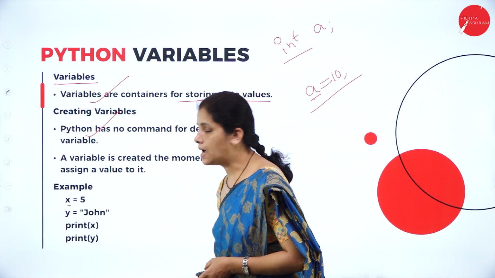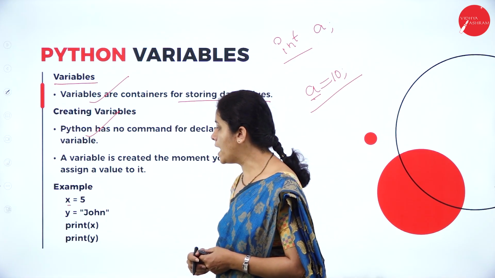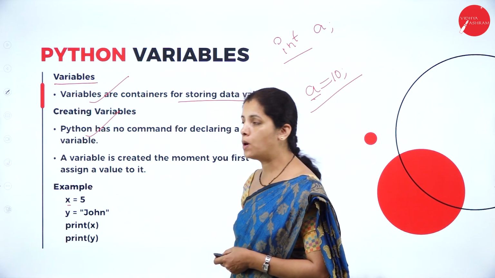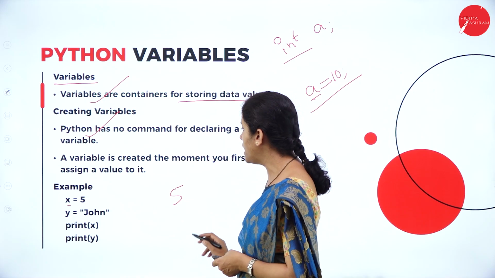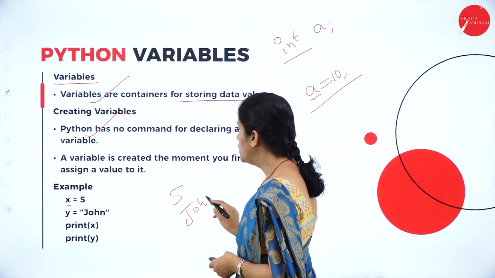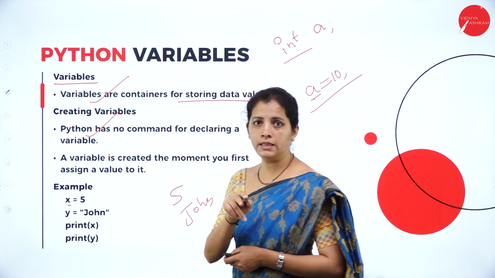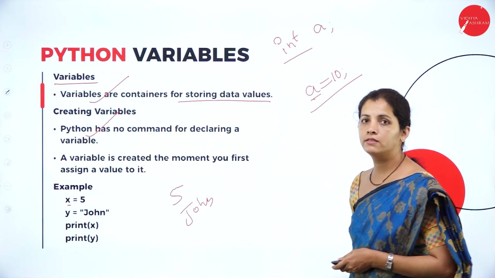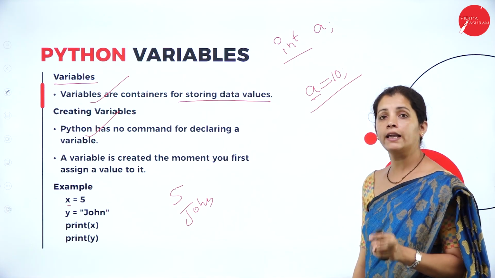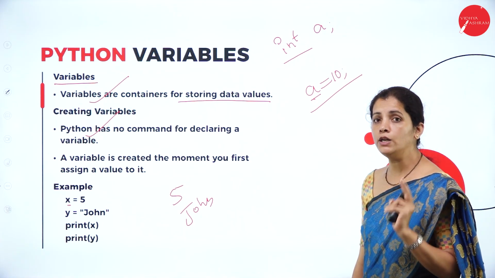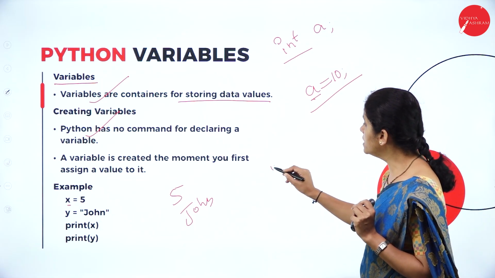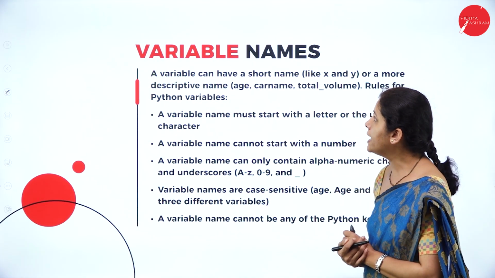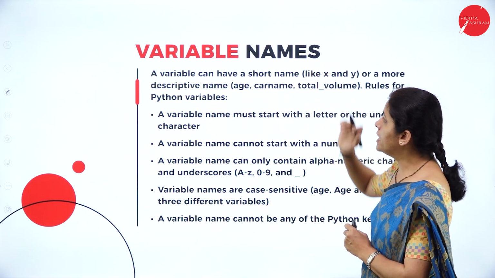See here, these are the examples. X is 5, Y equal to John, and if I print X and Y, what is the output? I'm going to get 5 and John. Here X is an integer, whereas Y is a string. And in Python, I can assign a string in 2 ways. One is using double quotes, another is using single quotes. Okay, fine.